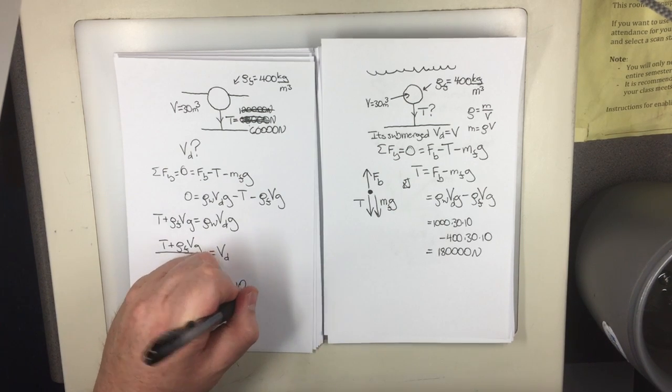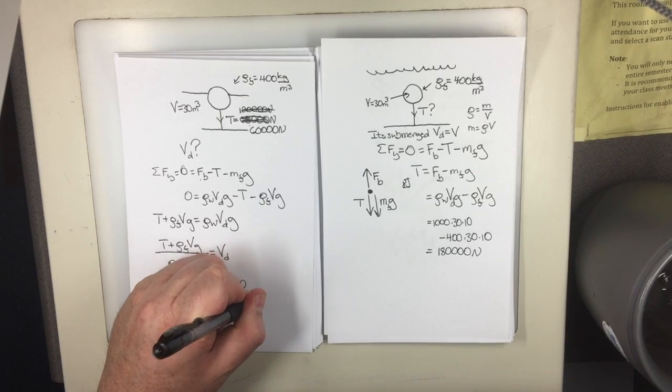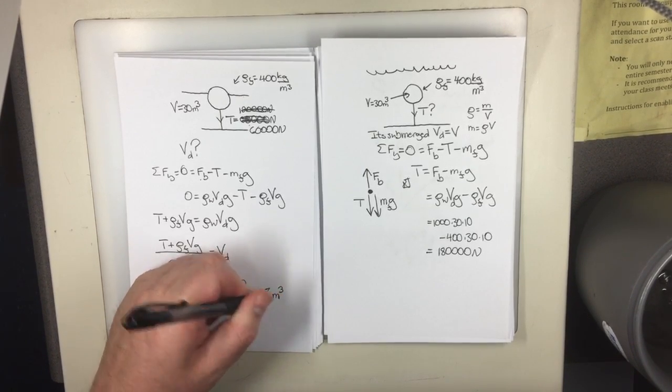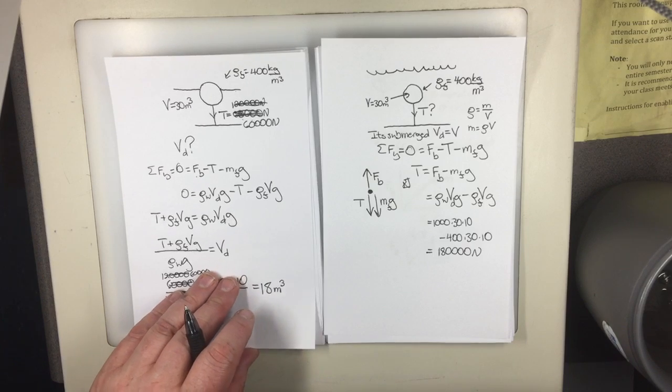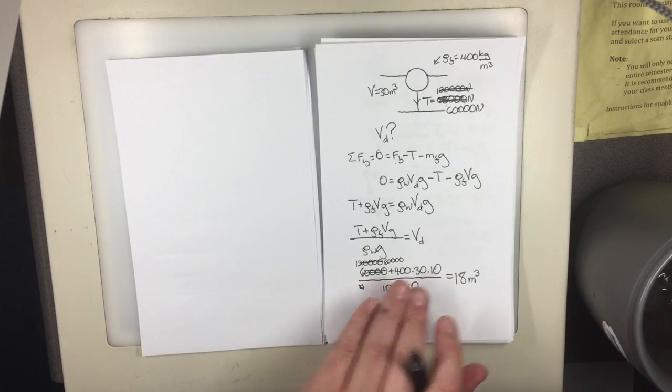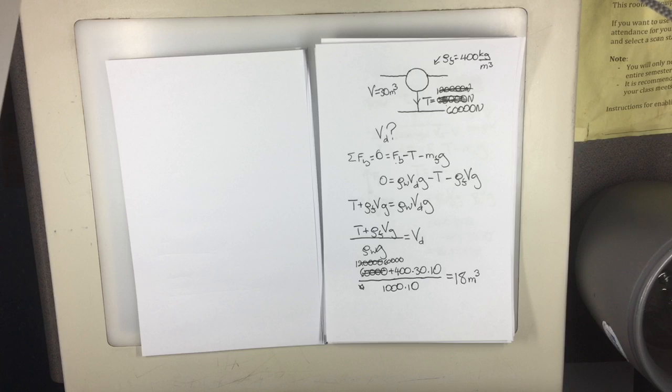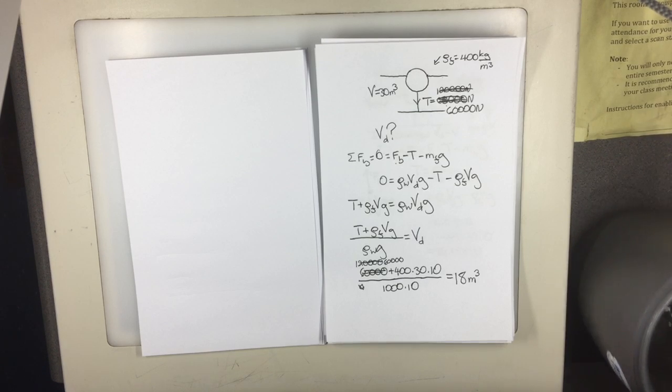Okay. All right, and I get a legitimate answer. 18 cubic meters. So the volume of displacement was 18 cubic meters, which means that 12 cubic meters were above the surface and 18 below. And so that's another example. Sorry about the confusion on the 60,000. It happens.